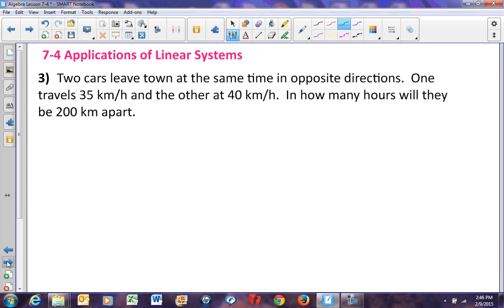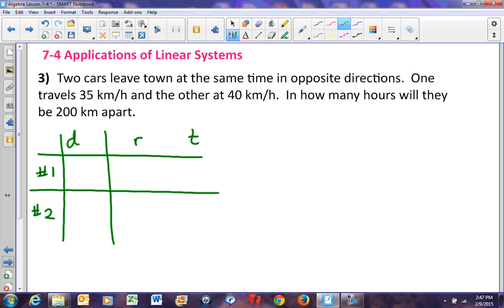Okay. So here we have two cars leave town at the same time in opposite directions. One travels at 35 kilometers per hour and the other at 40 kilometers per hour. And how many hours will they be 200 kilometers apart? Okay, let's make our little distance rate time table. Distance, rate, time. I have two cars. For lack of a better thing, car number one, car number two. And how many hours will they be 200 kilometers apart? So in other words, I'm looking for time. So I'm going to let t equal time in hours.